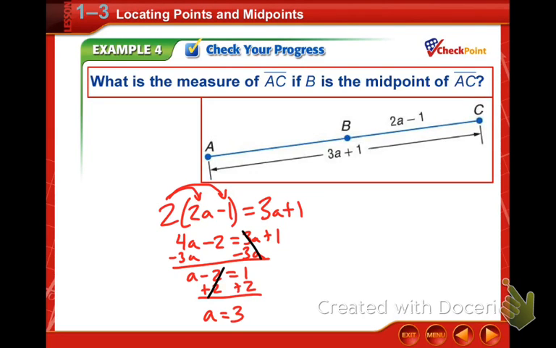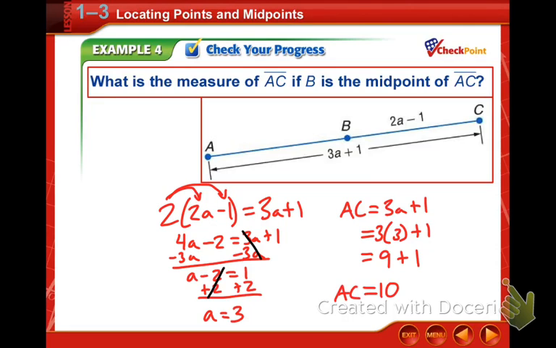Now we're not looking for what A is, we need it to find what AC is. AC is equal to 3A plus 1. We know A is 3, so we can substitute that in. 3 times 3 is 9, plus 1, so AC is 10. And we don't have units, so that is it.